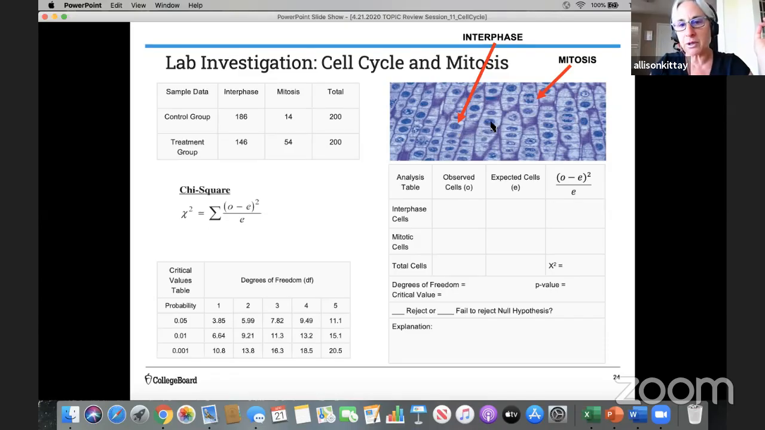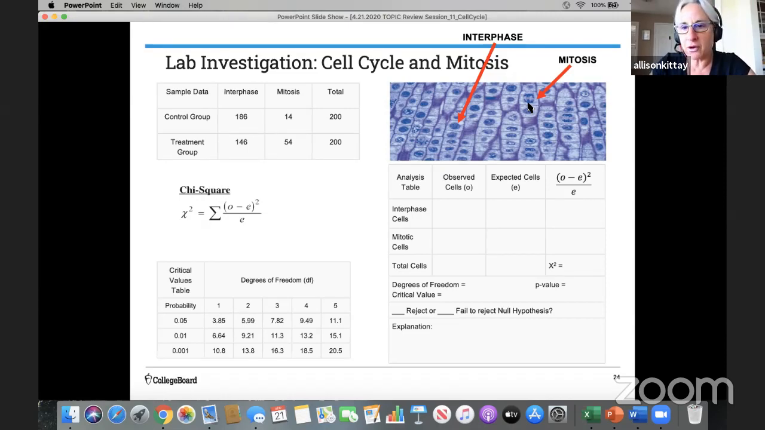This is probably a better example of that, an intact cell membrane. And you can't really see the chromosomes, right? They're still in that diffuse chromatin form. And then mitosis. In this one, we see a cell in anaphase, and you can clearly see those chromosomes moving apart from one another.